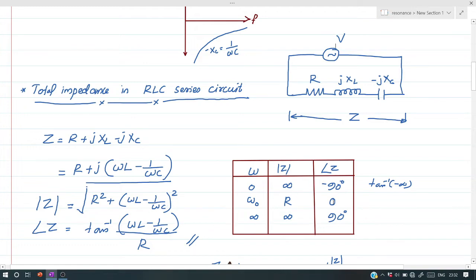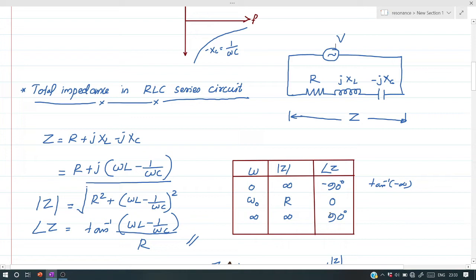So angle is 0, voltage and current are in phase, and corresponding to omega equal to infinity, this omega L becomes infinity, therefore magnitude of impedance becomes infinity, and the angle becomes tan inverse of infinity by R, that is tan inverse infinity itself. Tan inverse infinity is 90 degree.